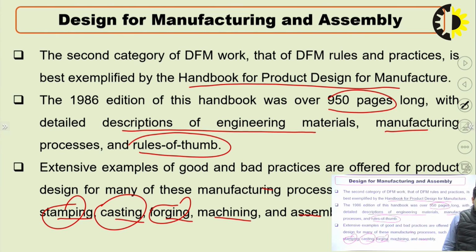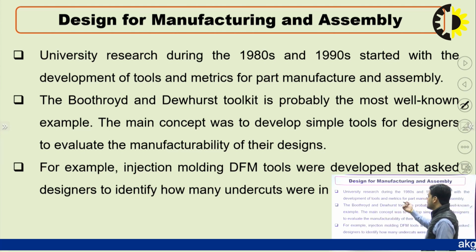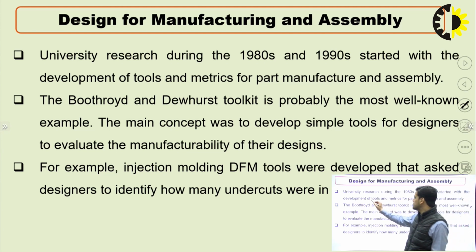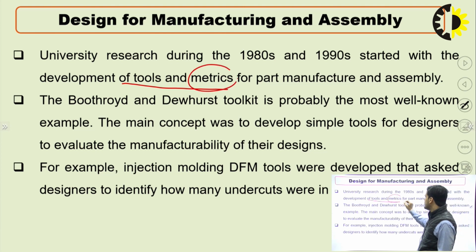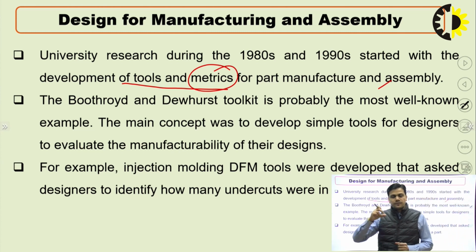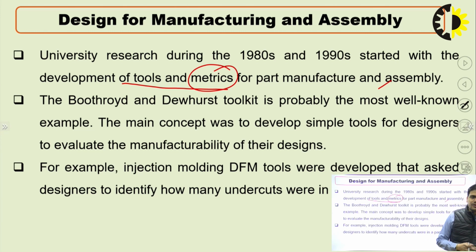The third is the university research, which during the 1980s and 1990s started with the development of tools and metrics for part manufacture and assembly. So some universities came into the picture for using design for manufacturing and assembly, and they started developing tools and defined some metrics for part manufacturing and assembly. They developed some codes, so that if you need to manufacture some nuts and bolts, they have defined some kind of metrics for that.